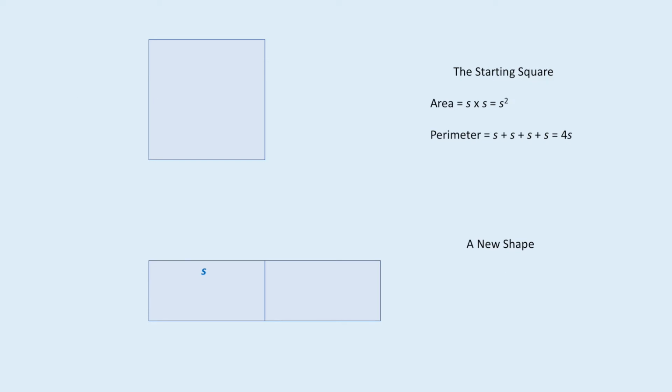Okay, let's take a look at the area of the new shape compared to the area of the original square. So, did you obtain that the areas are the same? And if you did, how did you justify that?